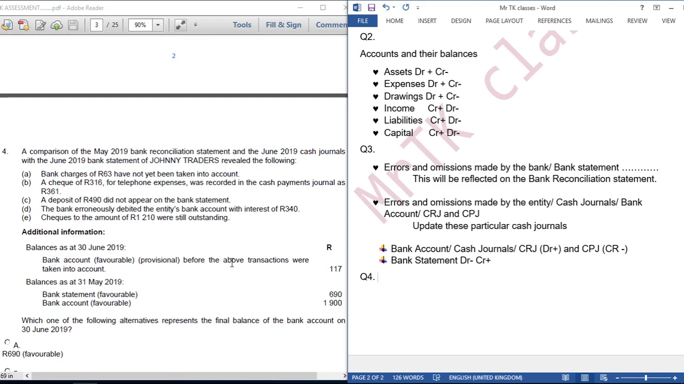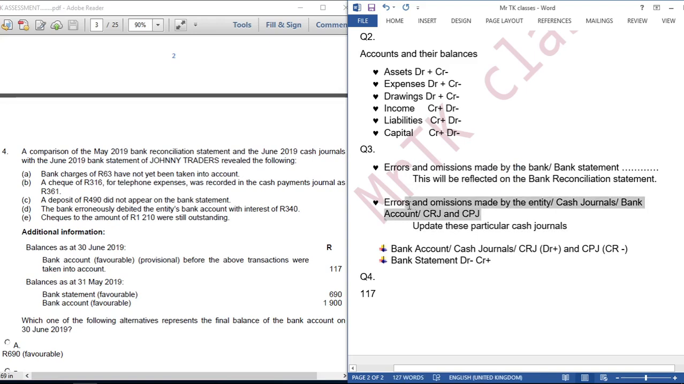Okay, provisional, before the above transactions were taken into account. So this 117 is provisional, before these were taken into account. These ones are just showing you what was there at the beginning of June, because if this was at the end of May, it means that this was at the beginning of June. All right, so what are we correcting here? The bank account, which is this. That's what we are correcting.